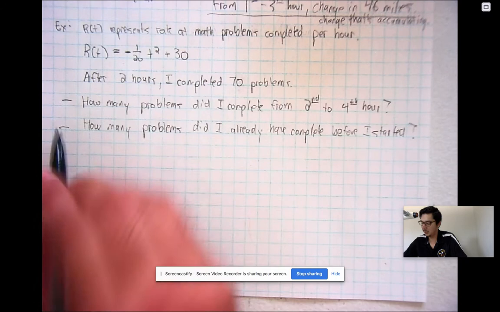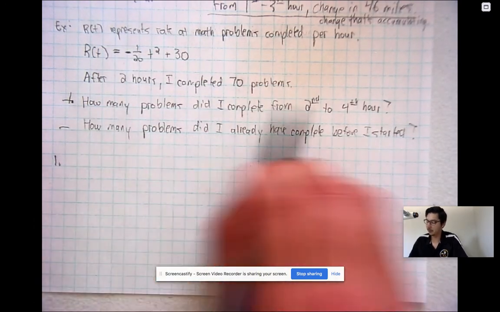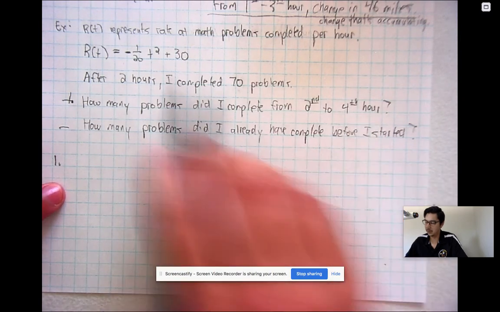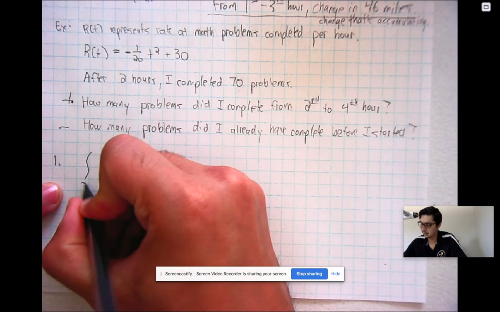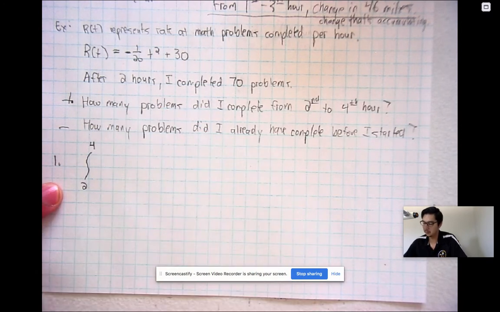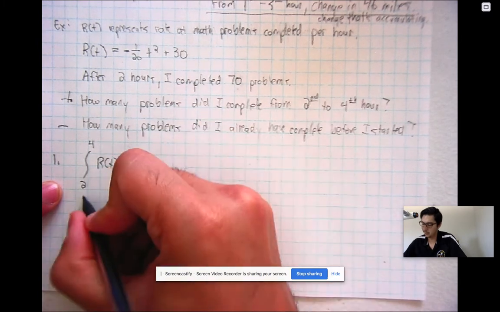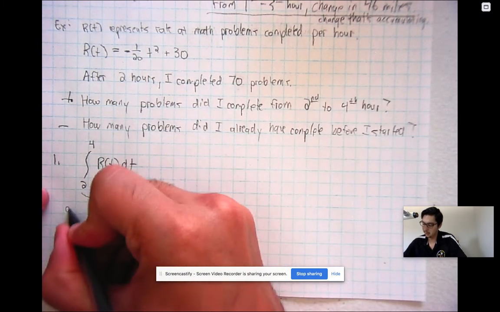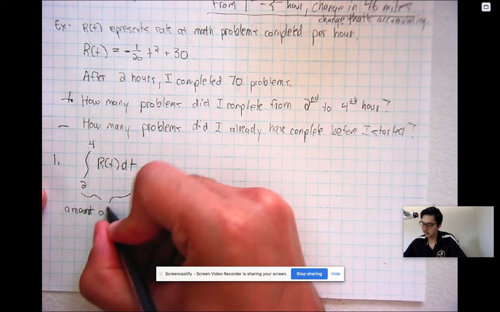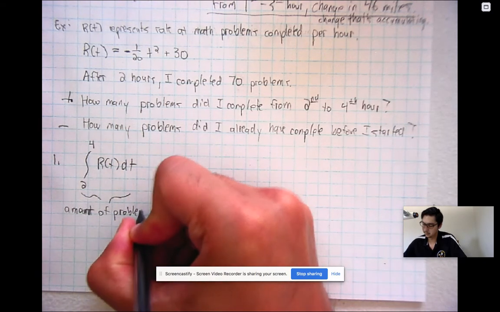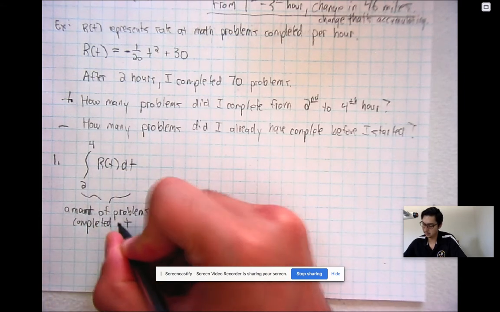So if we're answering the first one, how many problems did I complete from the second to fourth hour? Well, this is a rate, so I know that if I take the integral from the second to the fourth hour of this function, this will give me the amount of problems completed from the second to fourth hour.